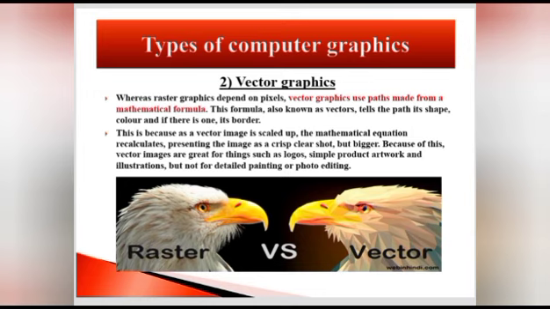Vector graphics use paths made from a mathematical formula. This formula, also known as vectors, tells the path, its shape, color, and if there is one, its border. This is because as a vector image is scaled up, the mathematical equation recalculates, presenting the image as crisp and clear, the same shape but bigger. Because of this, vector images are great for things such as logos, simple product artwork, and illustrations, but not for detailed painting or photo editing.